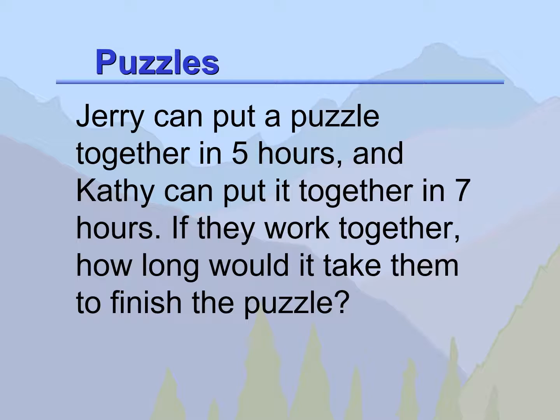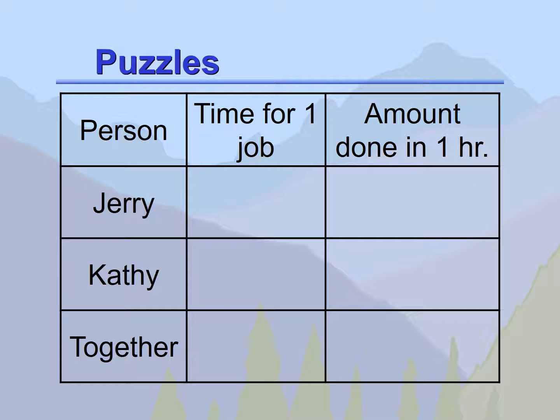Next question. Jerry can put a puzzle together in 5 hours, and Kathy can put it together in 7 hours. So, how long is it going to take them to do it together? All right, so we set up our table. In that first column, we have names. We have Jerry, Kathy, and then together. So the time for Jerry was 5, Kathy was 7, and together, we don't know, that's x.